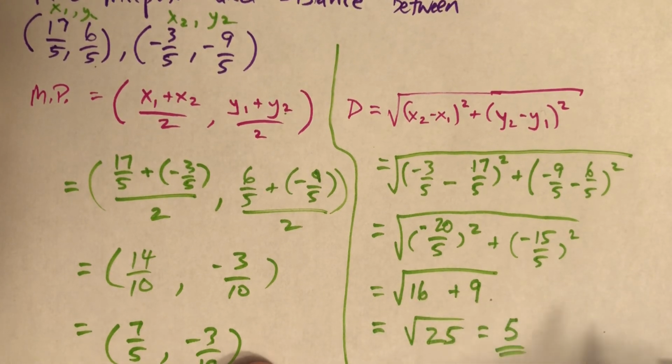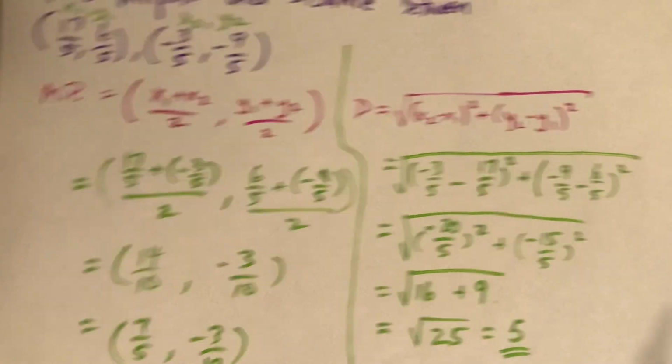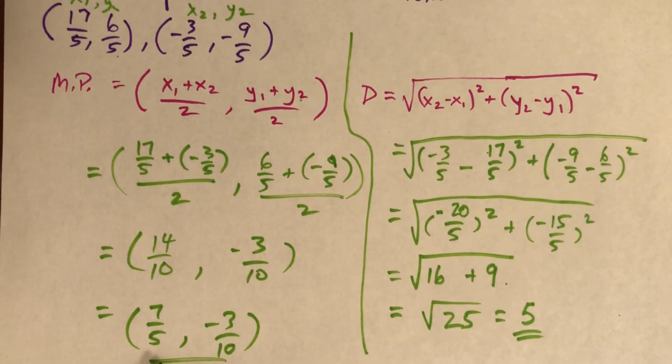And we are done. So we have found that our midpoint between these two points is the point 7/5 comma negative 3/10. And we've got our distance is 5 units. And we're done.